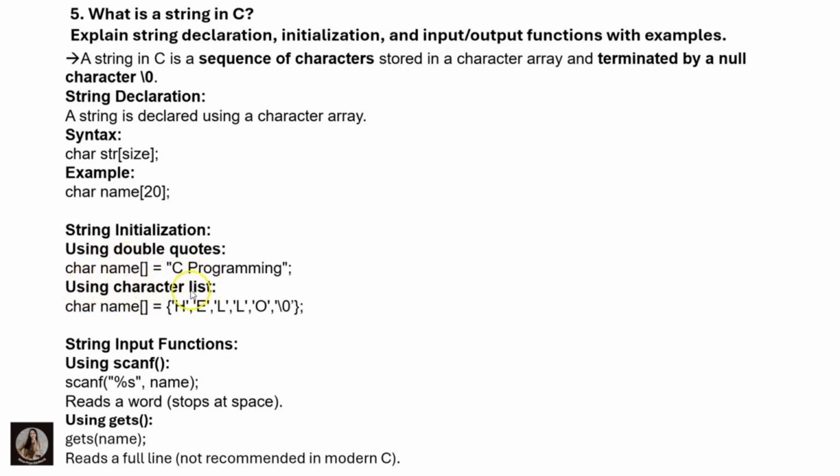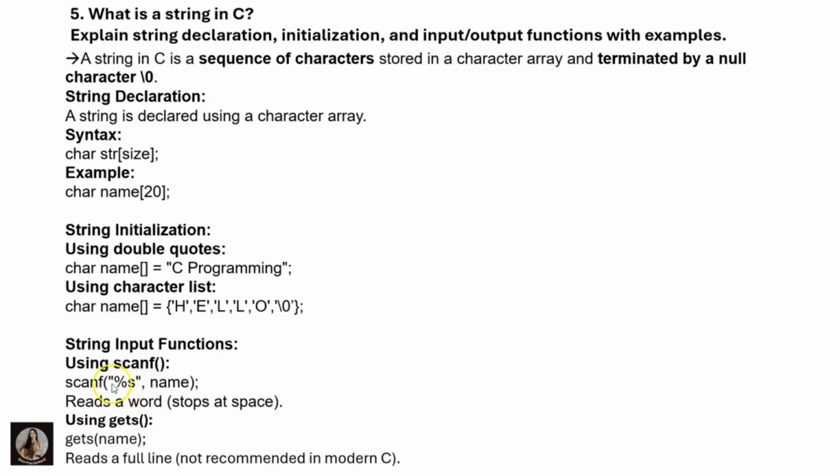Using a character list to initialize, let us see: each character I have taken in separate single quotes. You can see here, I have separated each character by single quotes. It will end with the null character. Clear? char name[] = {'h','e','l','l','o','\0'}, but I have separated by single quotes here. There are two methods to initialize the string. Clear about this? String input functions we have: using scanf and using gets.